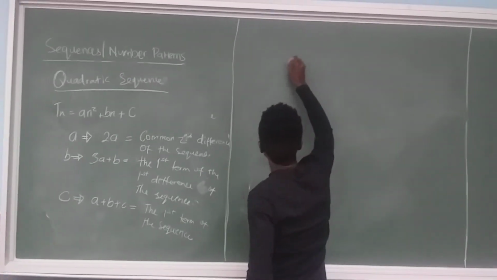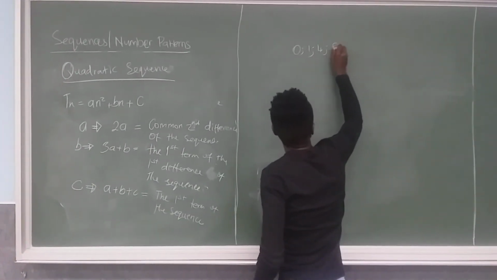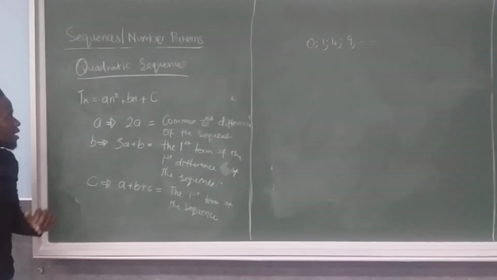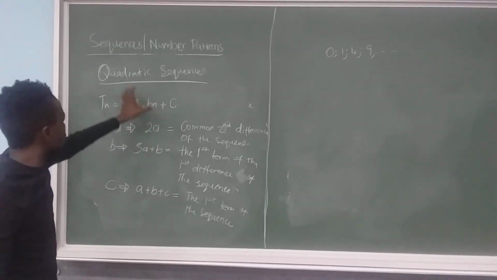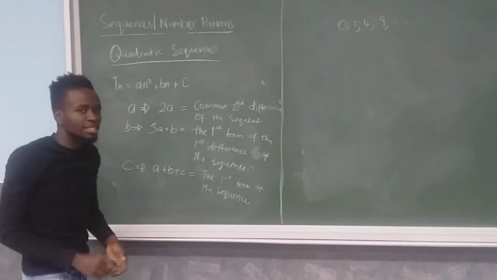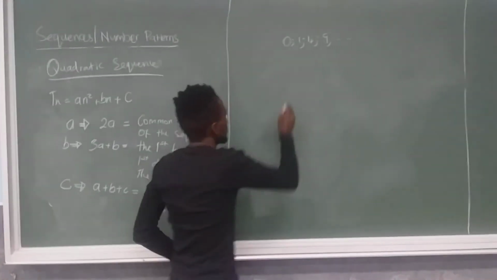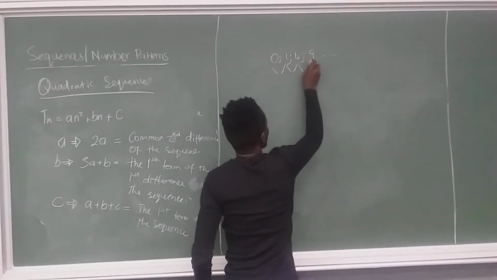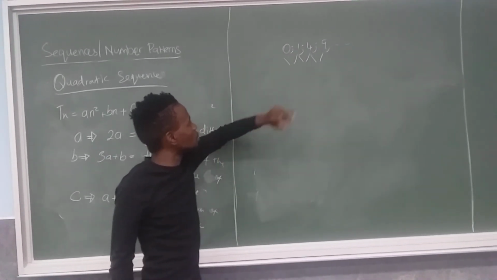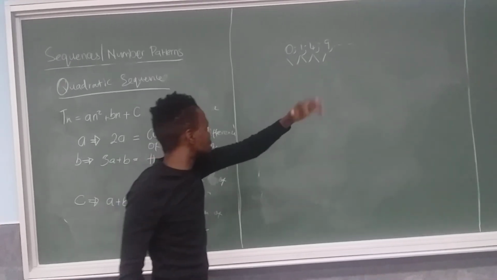Let us say maybe, for example, an examiner gives us this type of question, and they say this is a sequence, and he tells us that this sequence is a quadratic sequence. Why is this sequence a quadratic sequence? Remember, a sequence is a quadratic sequence if the second difference of that sequence is constant. So let us check. Term number 1 is 0, term number 2 is 1, term number 3 is 4, term number 4 is 9. Term numbers 5, 6, 7 we don't know.